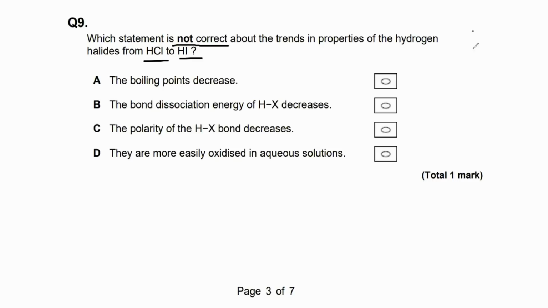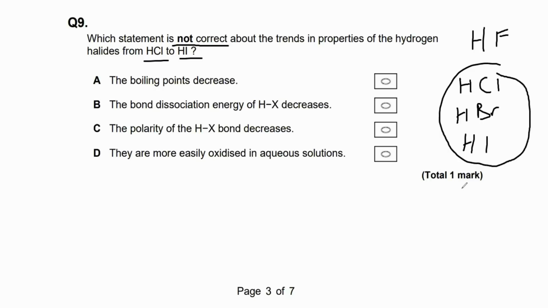Question 9. Which statement is not correct about the trends in the properties of hydrogen halides going from HCl to HI? So we're not really including HF here. As we go down, do the boiling points decrease? Does the bond dissociation energy of HX decrease? So this is about how much it takes those H2O molecules to dissociate that bond. Does the polarity of the HX bond decrease? Are they more easily oxidized in aqueous solutions?